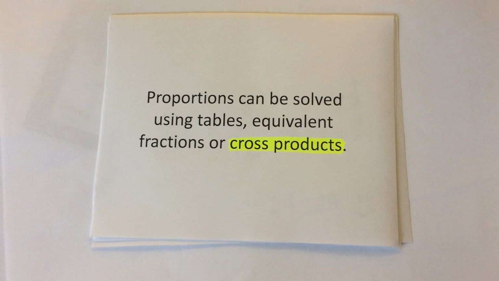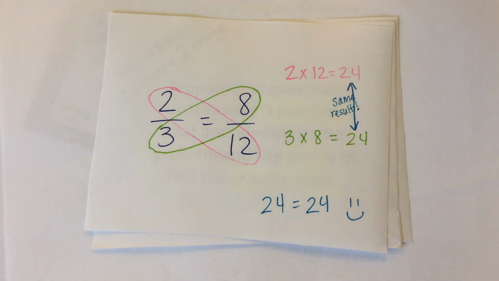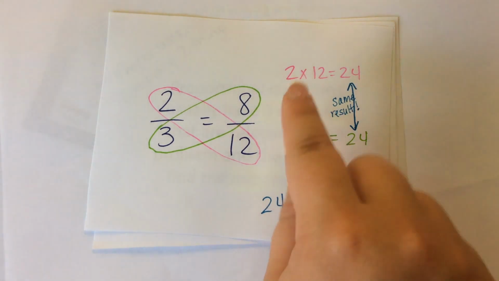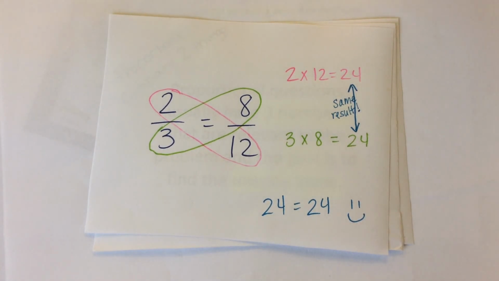Proportions can also be solved using cross products. Cross products is when you circle the numbers that are across from each other, like the 2 and the 12, or the 3 and the 8, and you multiply them. 2 times 12 equals 24. 3 times 8 equals 24. And if you have the same result, then that is a proportion. Those are two proportional fractions.